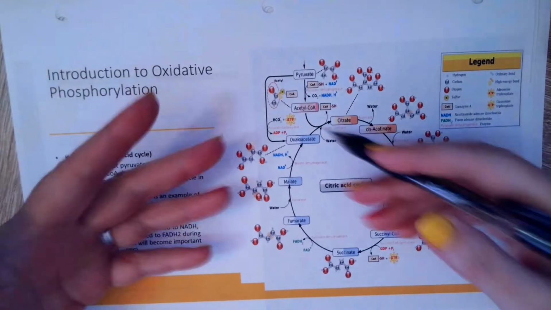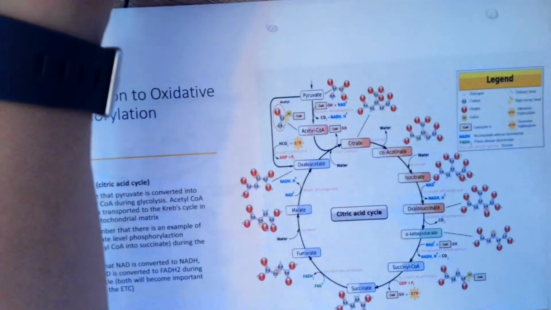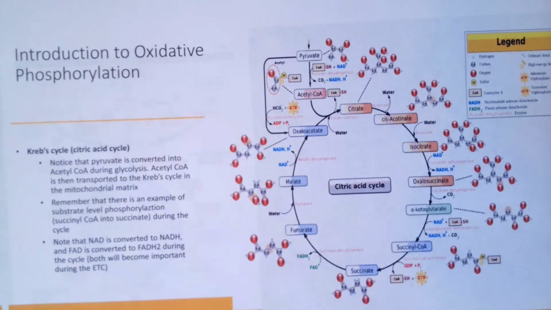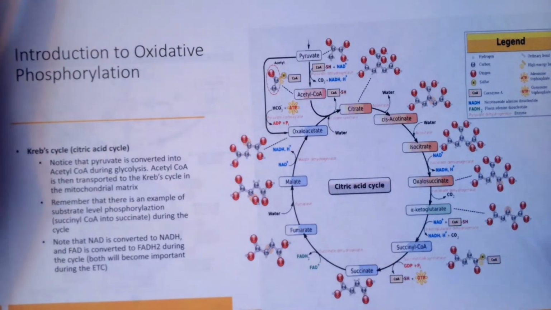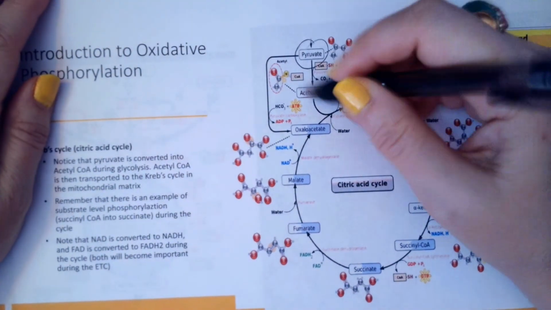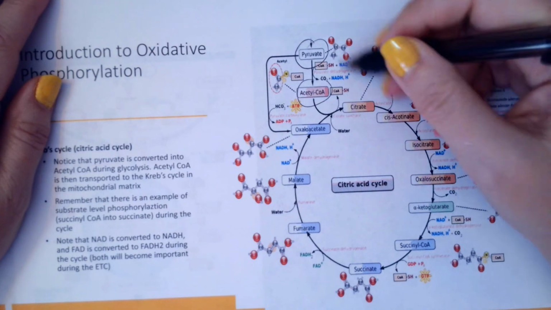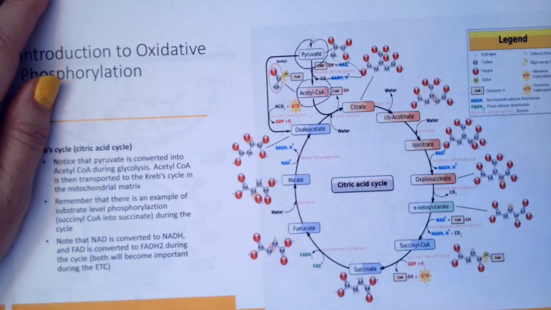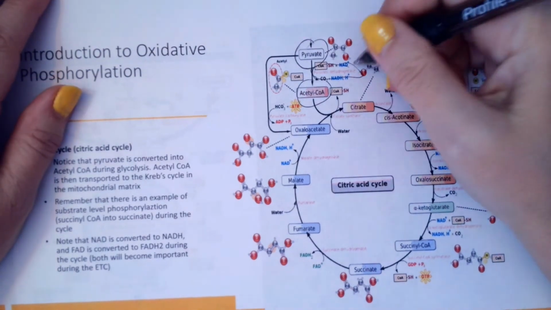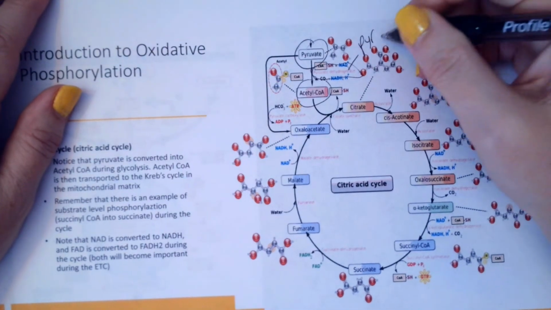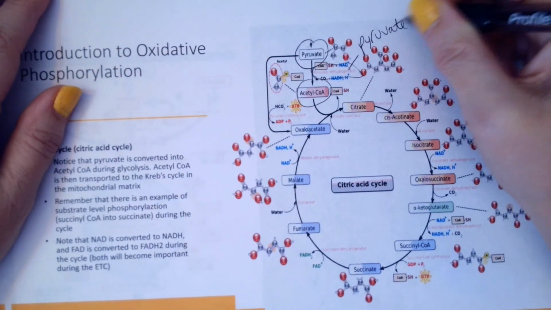Okay, so here's our Krebs cycle again. It's not our first time seeing the Krebs cycle. This is the same exact diagram that we saw before. So we have our pyruvate. We convert it into acetyl-CoA thanks to pyruvate dehydrogenase. That's the enzyme that converts pyruvate into acetyl-CoA.